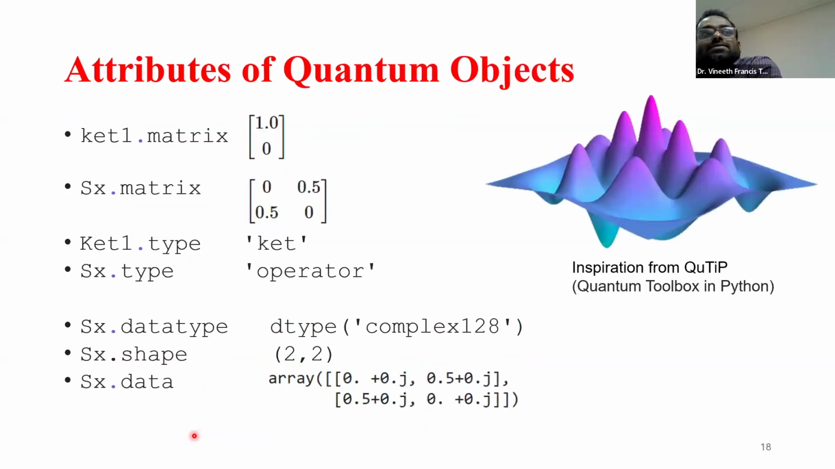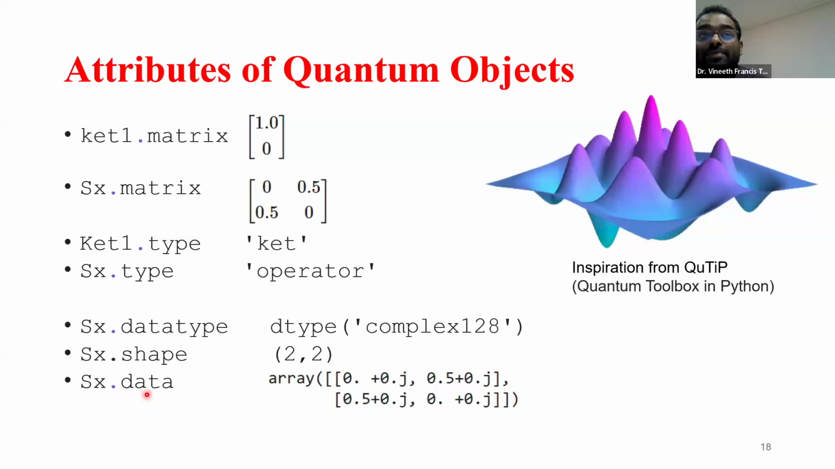Now, each quantum object has attributes and methods. If you take the quantum object ket and write dot matrix, it will give you the matrix form. If you type dot type, it will tell you what kind of object it is, a state or an operator. By dot data type, you can see that by default it is complex number. You can also get the shape of the object. So for Sx, you'll see a 2 by 2 matrix. And if you want a NumPy array, then you can write dot data.